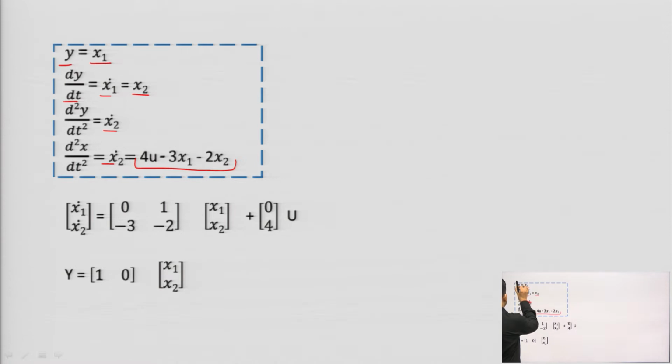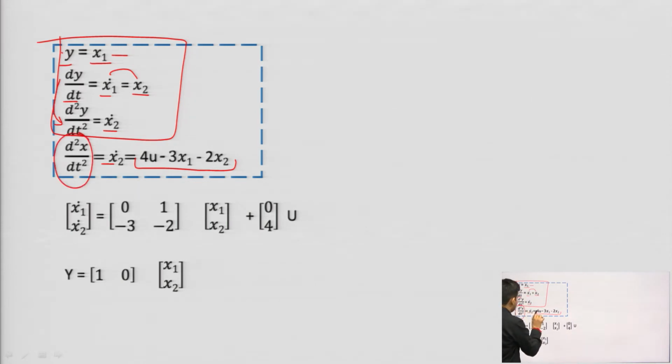So, first I have to assume state variables like this: my first variable y equal to x 1, differentiated, dy by dt on both sides, x 1 dot, I will assume as x 2. Now, again differentiate, d2 y by dt square, this will become x 2 dot. This is a basic step. Now, the highest order term I have to keep in the LHS and the remaining terms I have to keep in the RHS, and then I have to make this modeling.